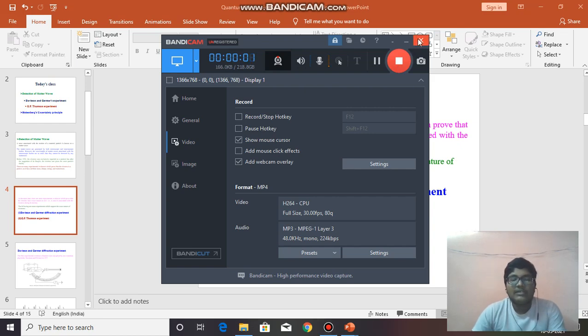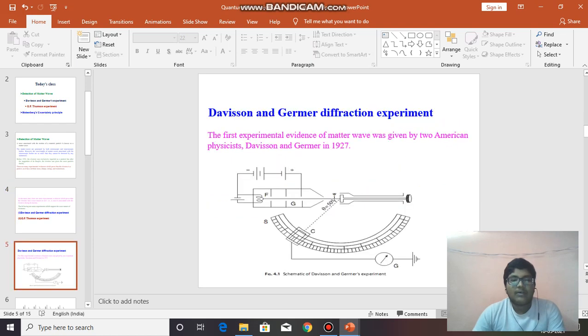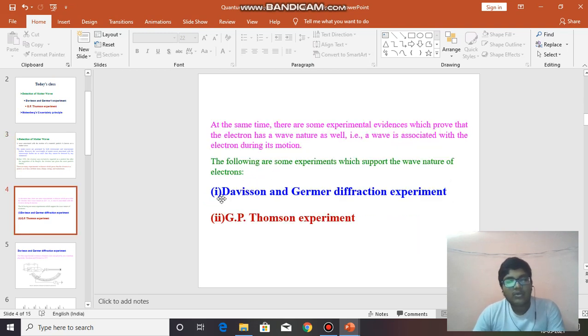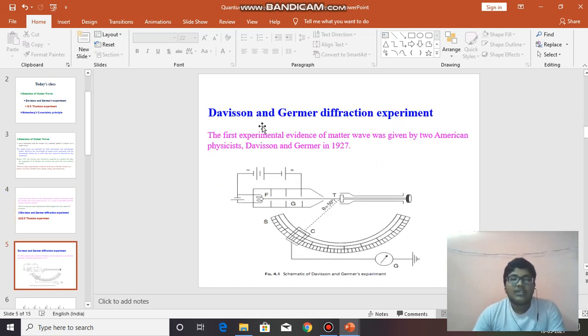Okay, so this is the continuation of our previous class. We are discussing matter waves, and the detection of matter waves has been explained. And now we go to the Davisson-Germer diffraction experiment and the G.P. Thomson experiment. First, the Davisson and Germer diffraction experiment.